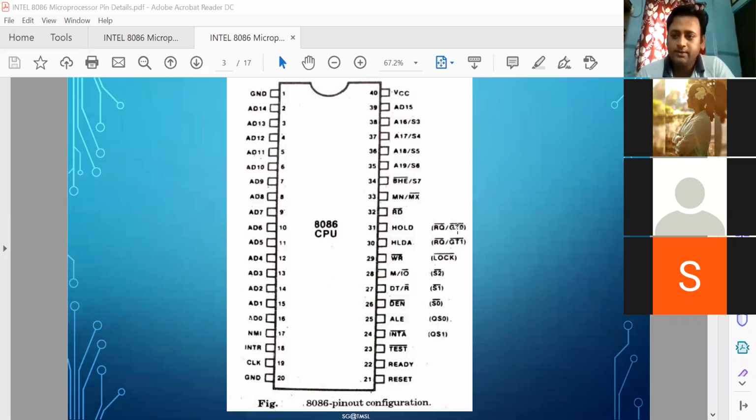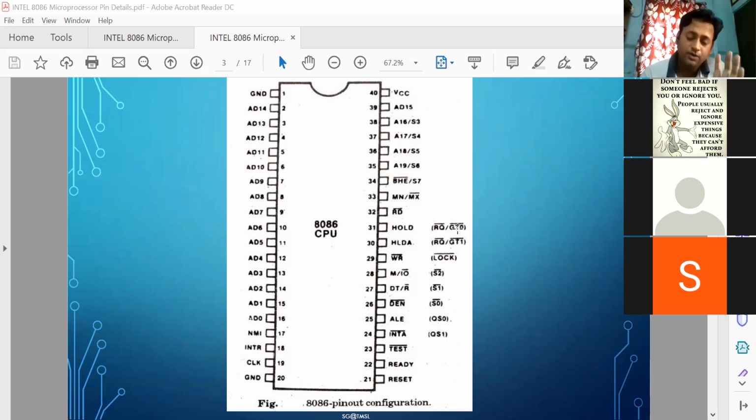Sir, in the memory banking part, you said that if we had to access the odd bank, the A0 should be 1. No. If you want to access the even bank, then you have to select A0. If you want to select the odd bank, you have to select BHE. So the even bank, that is the lower bank, is enabled by the A0 line, and the upper bank, which is called the odd bank, is enabled by BHE bar. All right. Okay.